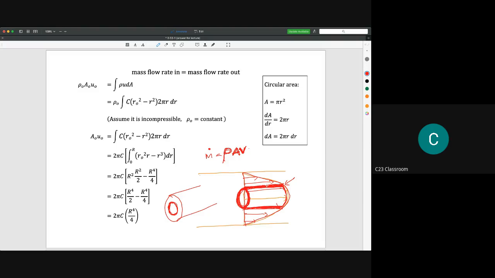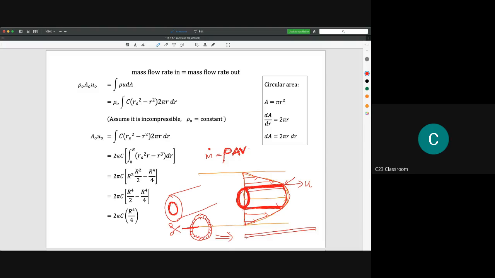So, the velocity for this one will be determined as u. Okay, and then the ring area here, you could imagine that if we have a ring like this, and then if we cut this one, we could stretch it into a very thin rectangular area.